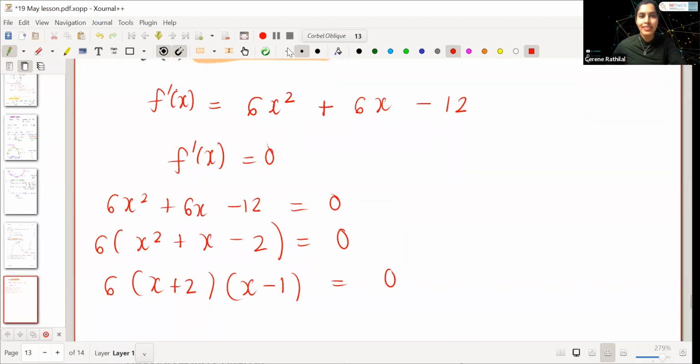Are we all happy with this? Just waiting for some feedback so I know whether we can proceed. All good. Perfect. Right, so let's read off the solutions.